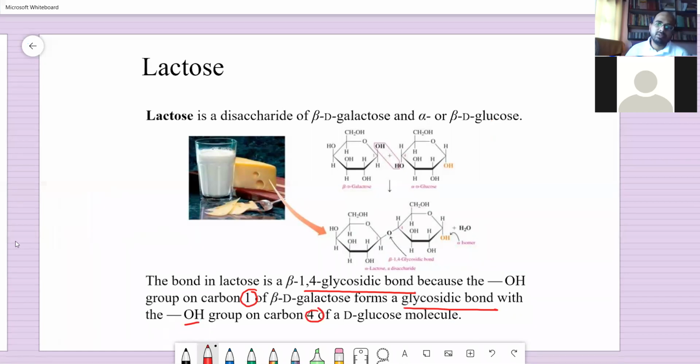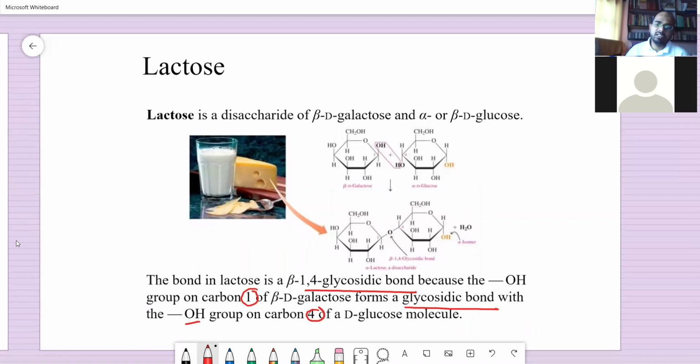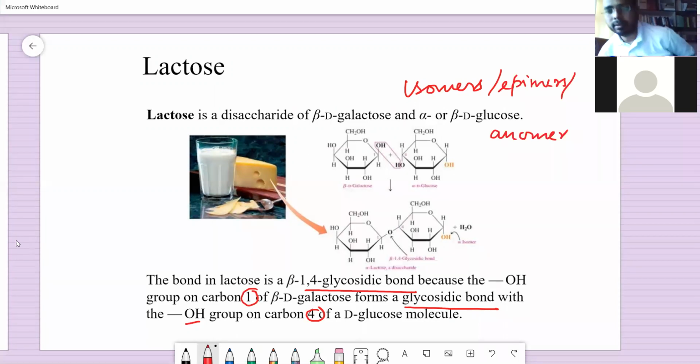Galactose and D-glucose are also isomers. You also call them epimers. And you can also call them anomers if they interconvert via epimerization, that is the mutarotation. Okay.